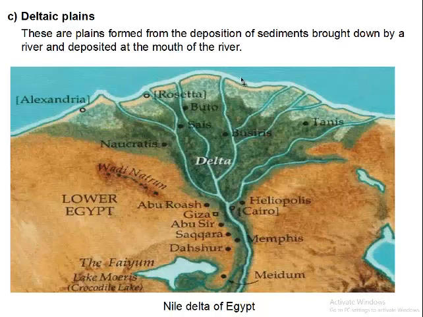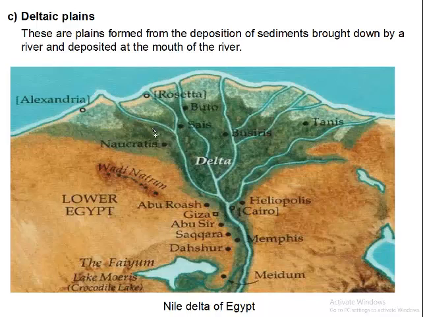Now, the blue zone you see here is what we call the Mediterranean Sea. That is the sea that separates Africa from Europe. And this area is Egypt. Now, this is what we call the River Nile. This river brings sediments, and those sediments are deposited at the mouth of the river. And when such deposition forms an extensive area, it is known as a delta plain.